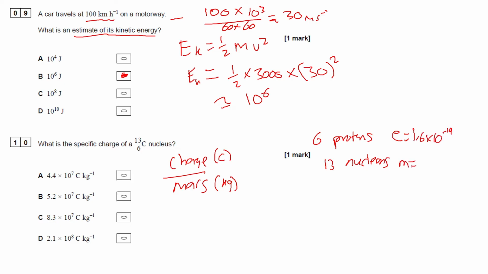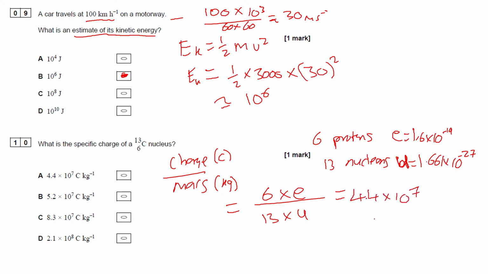On the data sheet we could use the atomic mass unit, 1.661 times 10 to the minus 27. So we put this into the equation, 6 times the charge of 1 divided by 13 times the mass of 1, and that should give you roughly 4.4 times 10 to the 7. So it has to be A.